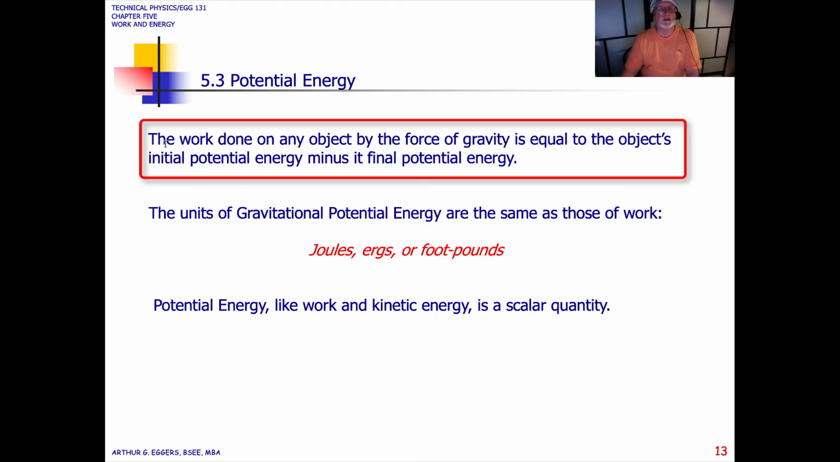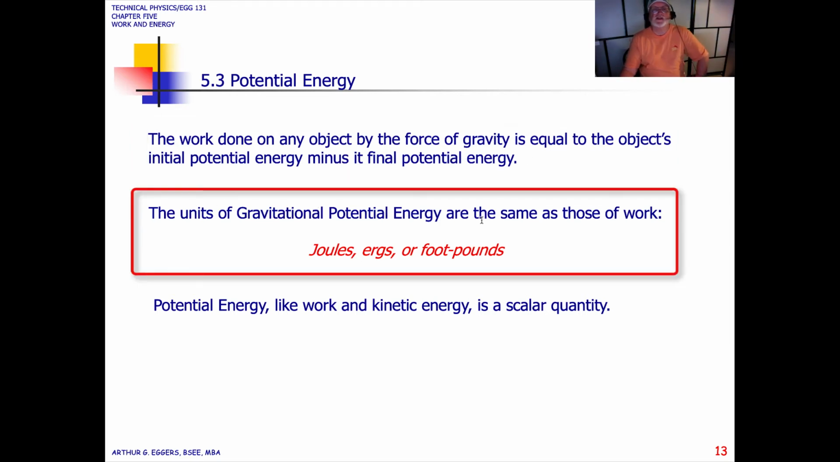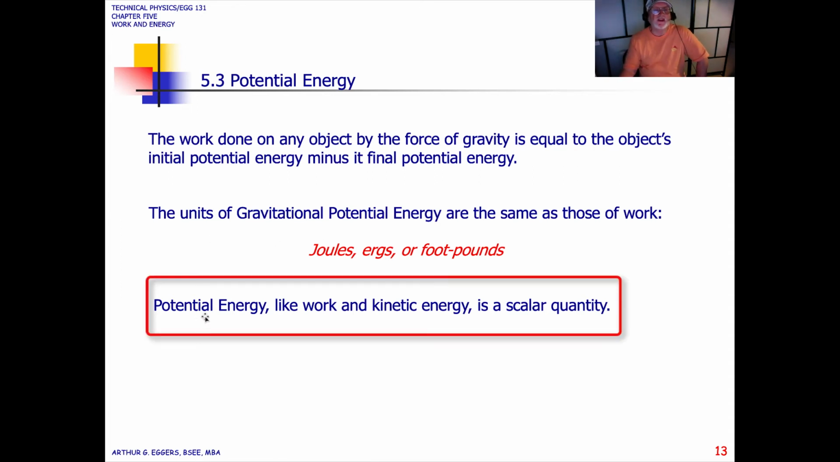So for potential energy, the work done on any object by the force of gravity is equal to the object's initial potential energy minus its final potential energy. The units of gravitational potential energy are the same as before. Nothing has changed. Joules, ergs, foot-pounds, Newton meters, kilogram meters squared per second squared, they're all the same. It's just related now to the y-axis. Potential energy then, like work and kinetic energy, is a scalar quantity.